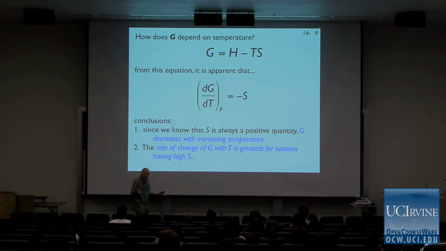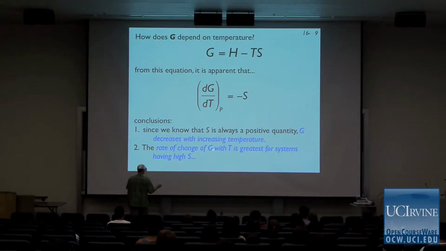And that's odd. We don't expect energies to go down with increasing temperature. Energies always seem to go up with temperature, but this is an exception to that rule. One of the things that makes this a little counterintuitive. And the rate of change of G with T, the size of this differential here, is going to be greatest for systems having high S, right? And that's gases.